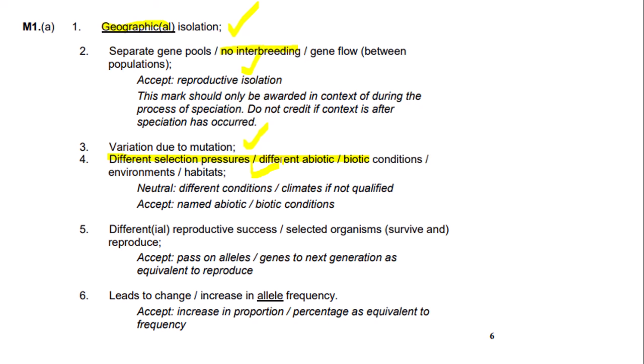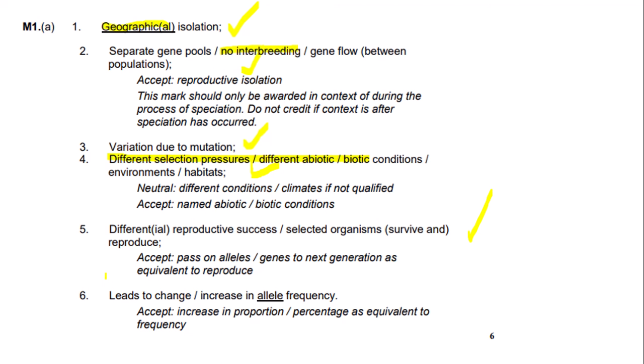So the fifth marking point says differential reproductive success or selected organisms survive and reproduce. We wrote about differential reproductive success, so we'll get the mark. Also, it accepts pass on alleles / genes to next generation as equivalent to reproduce. So you can put this instead of reproduce to get this fifth marking point.